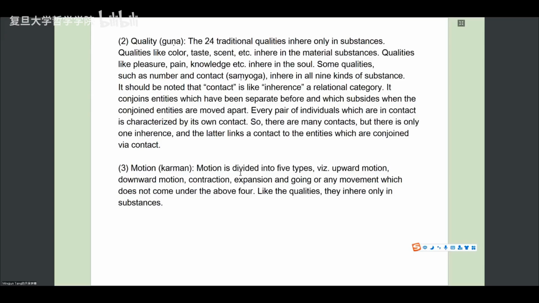Then motion. Motion is divided into 5 types, namely upward motion, downward motion, contraction, expansion, and going or any movement which does not come under the above 4. Like qualities, they inhere only in substances.